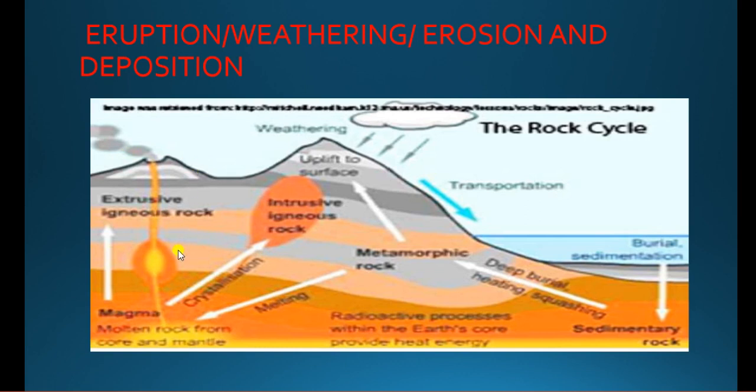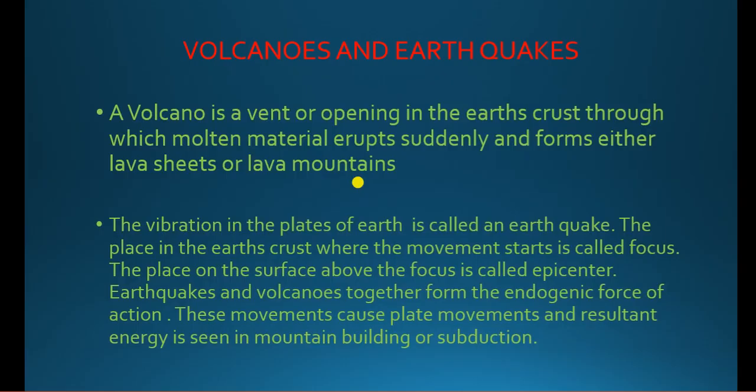Means now the material has come out. It's now exposed to external processes. Those external processes take their shape in the form of weathering and erosion. What is weathering and what is erosion? What these two processes do with the existing landforms, let's have a look.